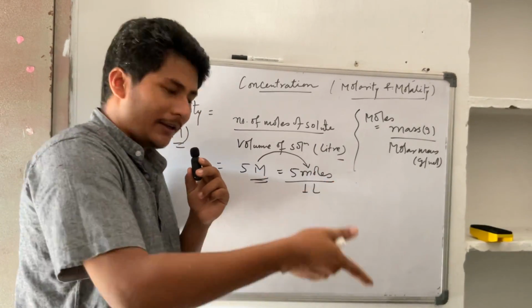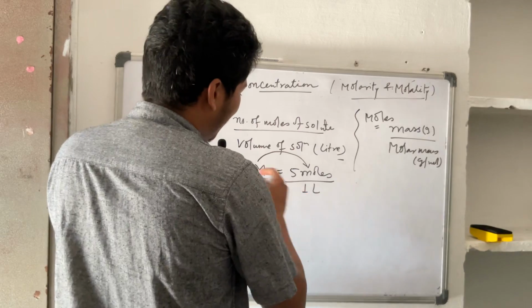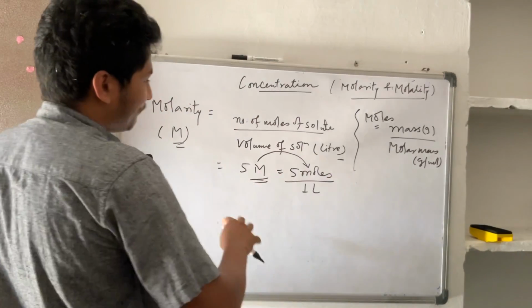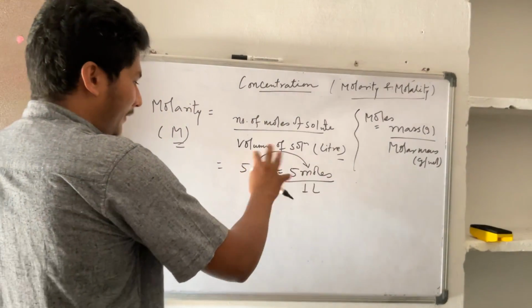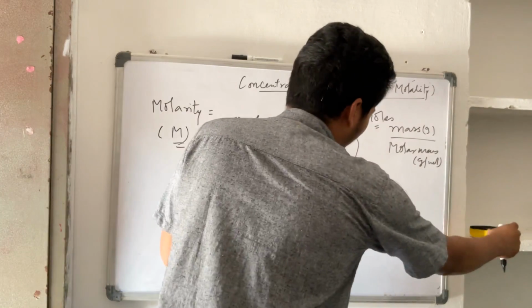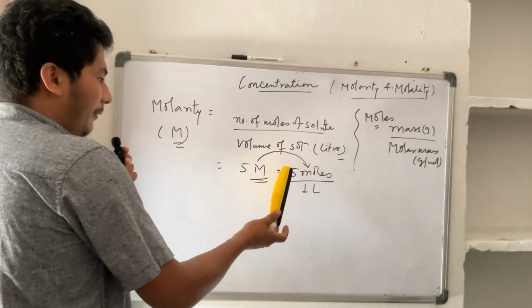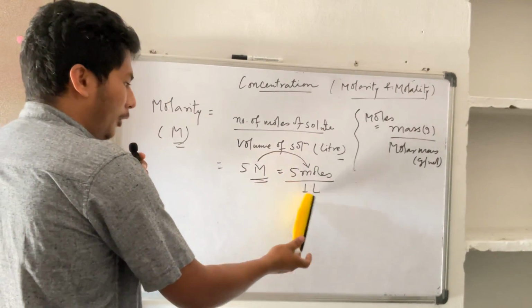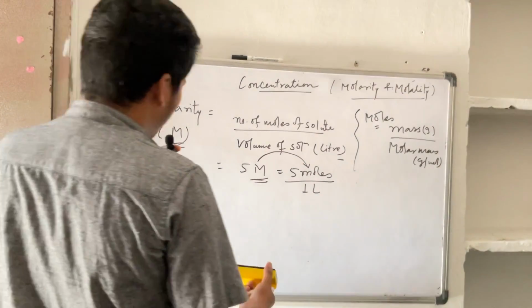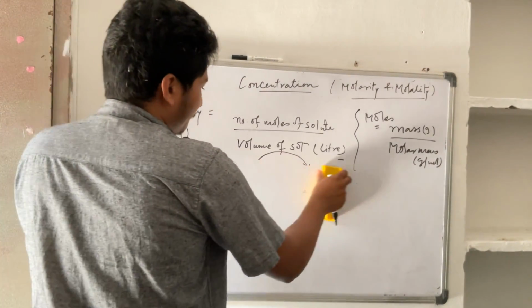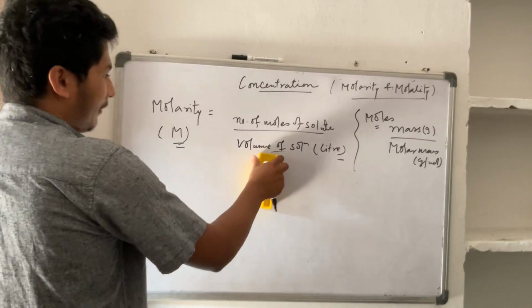So you have added the amount of solvent to make up the volume as 1 liter. This is the concentration of that solution we prepared by adding 5 moles of solute, and making the volume of the solution 1 liter. Okay, good. So now let's do a problem based on this.